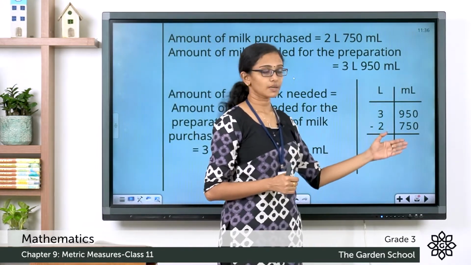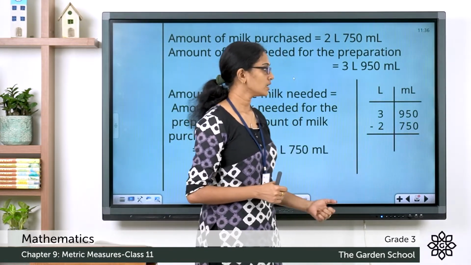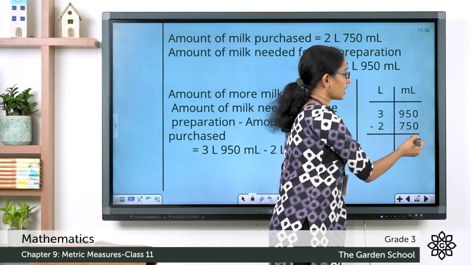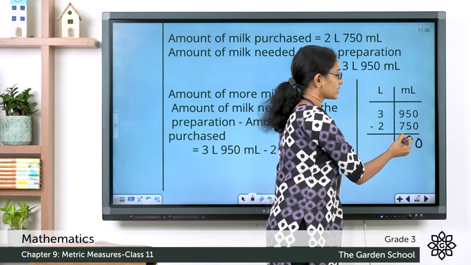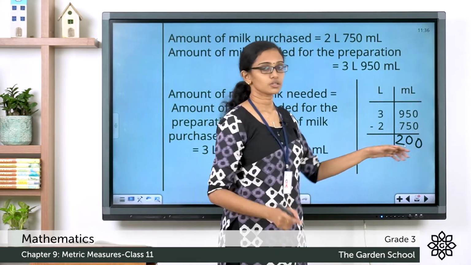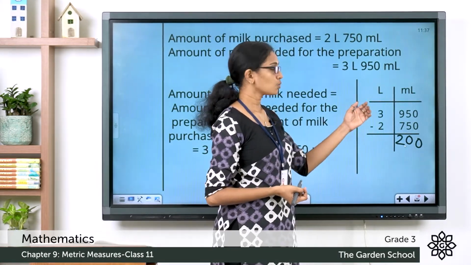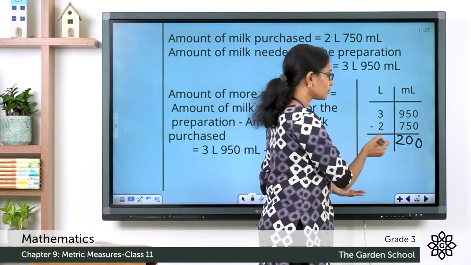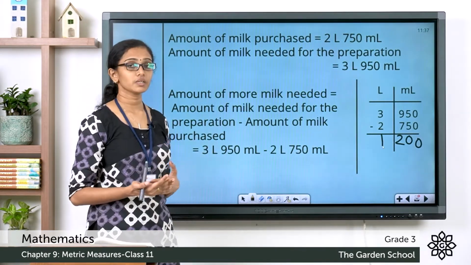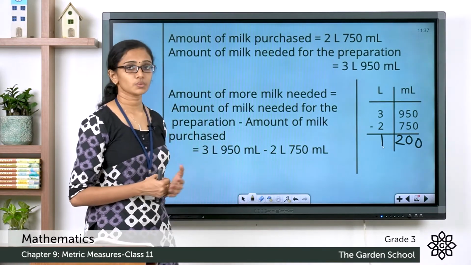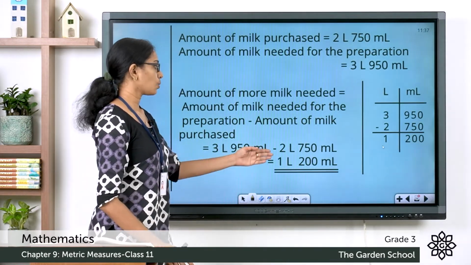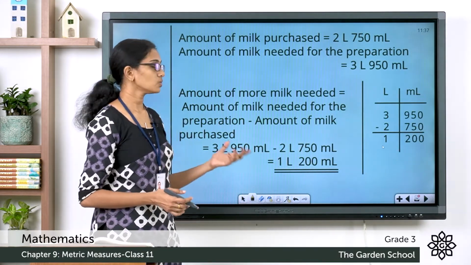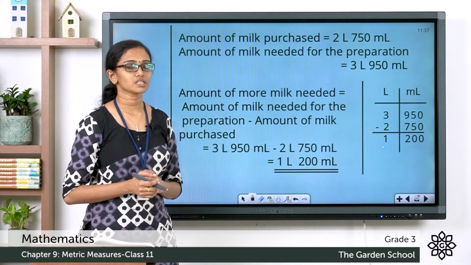Now starting the subtraction from the smaller units column, in the milliliter column we have 0 minus 0, 0, 5 minus 5, 0, 9 minus 7 is 2. So here it is 200 milliliters. Now moving to the liters column, we have 3 liters minus 2 liters, which is equal to 1 liter. How much more milk she needs to purchase to prepare the sweet dish? She needs to purchase 1 liter 200 milliliters of milk extra to prepare the sweet dish. So I hope this is clear to you.